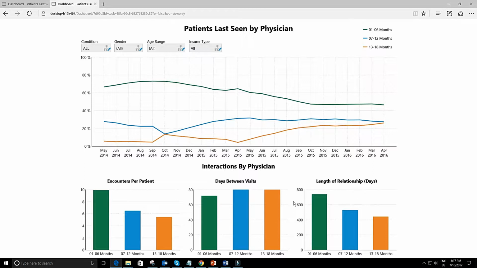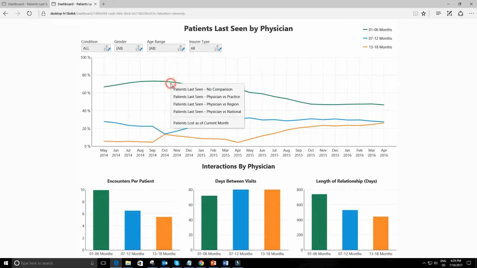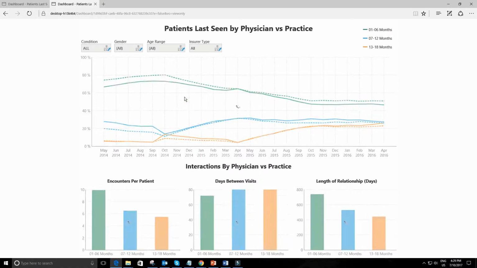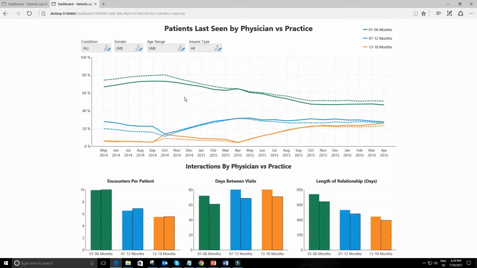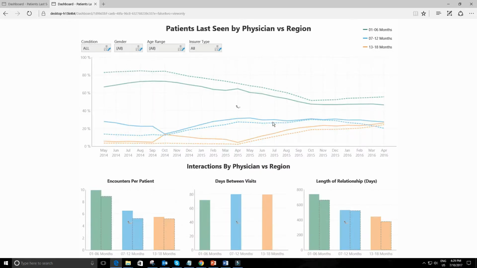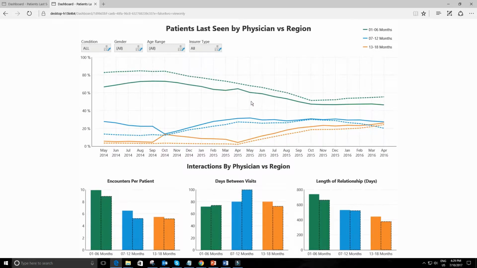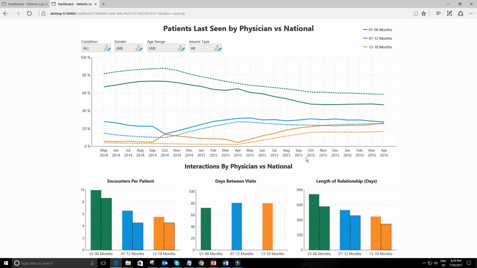Ignore the bottom charts for now, we'll get to those shortly. The problem with the upper graph is that it lacks context. Are these numbers good or bad? We can provide that context by comparing this doctor's numbers against other doctors in his practice, where the dashed lines represent the comparison figures. We can also look at other doctors in the region or other doctors nationally.